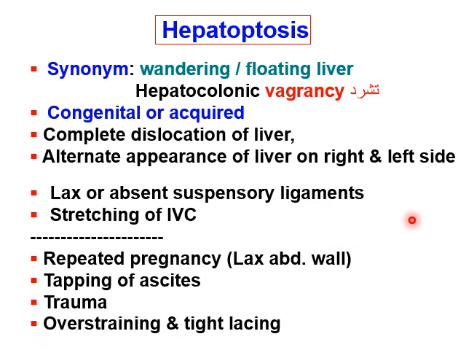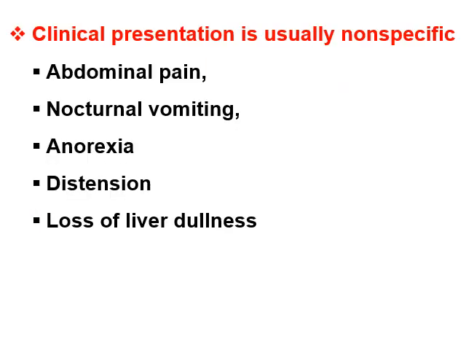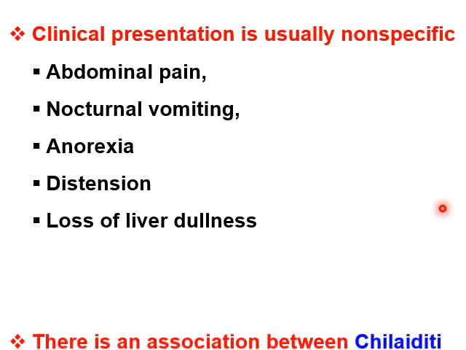The underlying mechanism may be lax or absent suspensory ligaments or stretching of the inferior vena cava. The causes are repeated pregnancy due to lax abdominal wall, tapping of ascites, trauma, and overstraining and tight lacing. The clinical presentation is usually non-specific and may be abdominal pain, nausea, vomiting, anorexia, distension, loss of liver dullness on percussion.